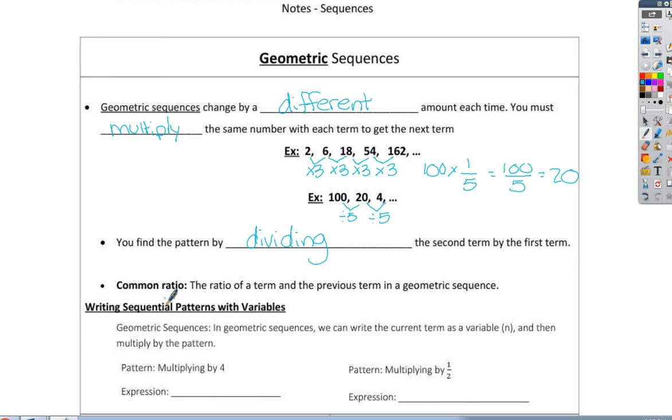So down here we'll talk about it a little bit more. So the common ratio is the ratio of a term and the previous term in a geometric sequence. So common ratio means how we are changing each time.